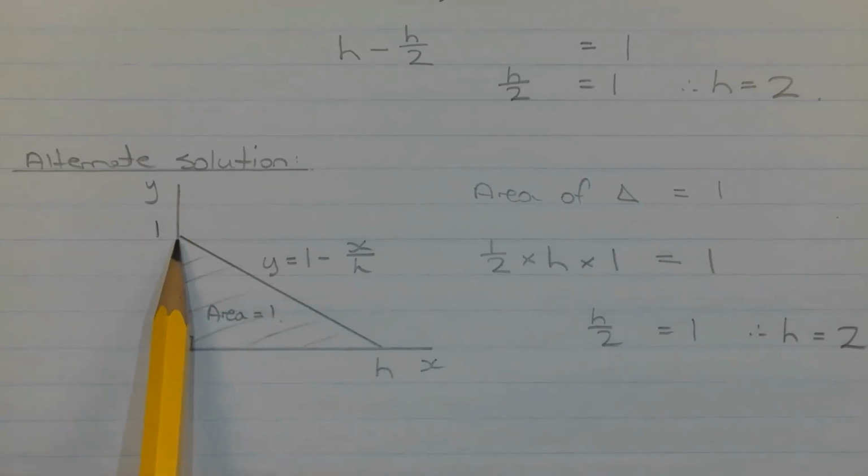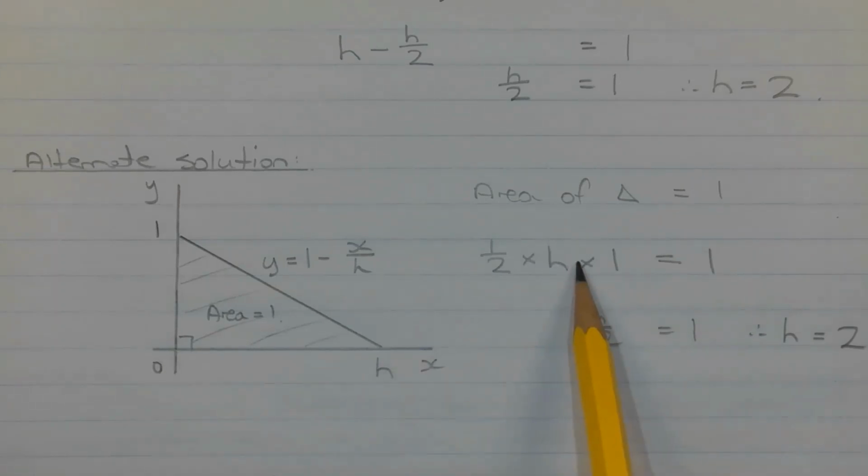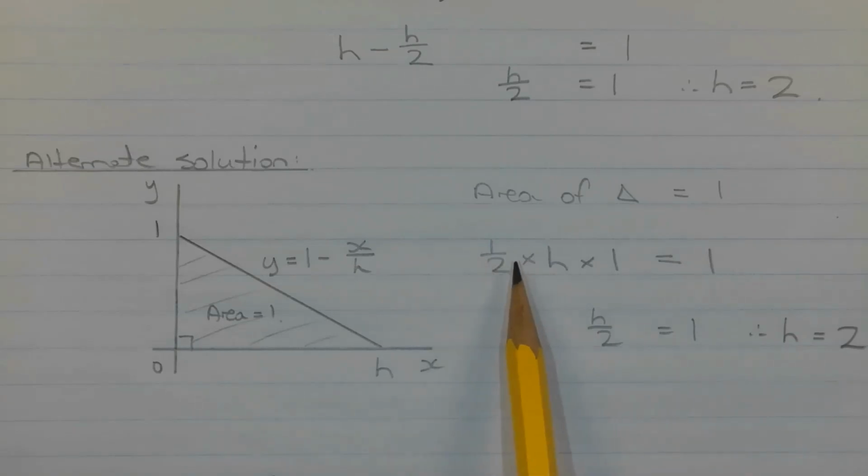Its y-intercept is 1, its x-intercept is h, and we have a right angled triangle. We want the area of the triangle to equal 1. So using the area of a triangle formula, half times base times height, we get half times h, that's the base, times the height of 1, and that equals 1. So half times h times 1 is h over 2, and that equals 1. And solving this equation, we get h equals 2.